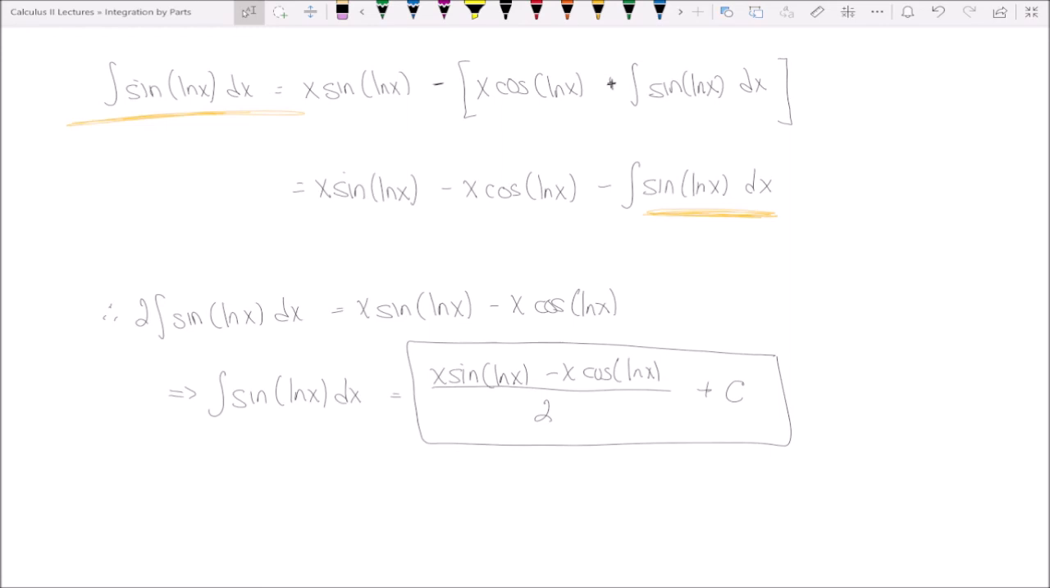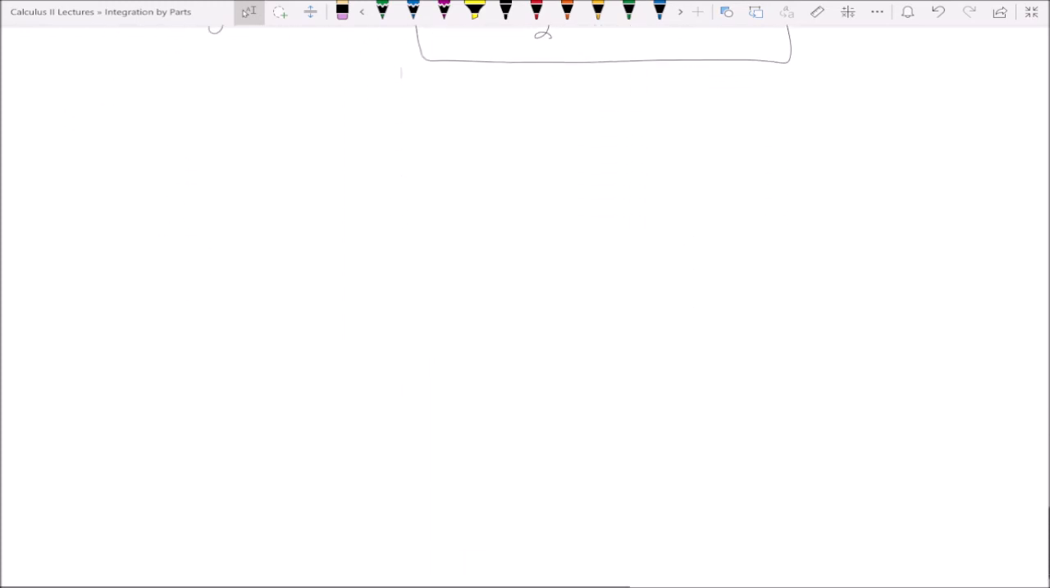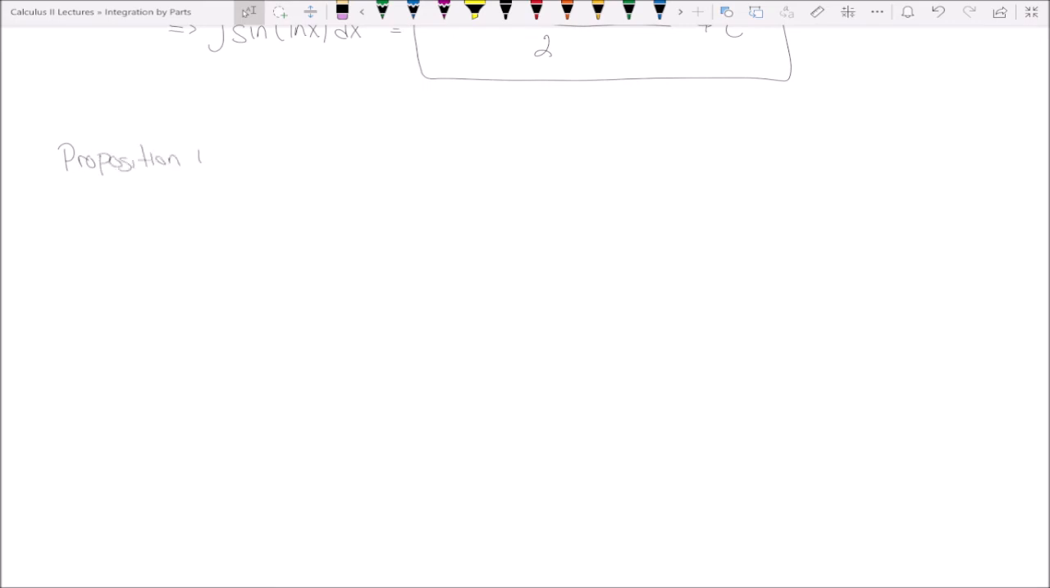Right now, obviously, if we wanted to evaluate a definite integral, well, we can just naturally extend integration by parts. All right, so let's call this a proposition. Integration by parts for definite integrals.